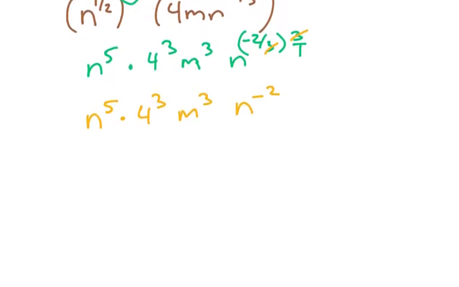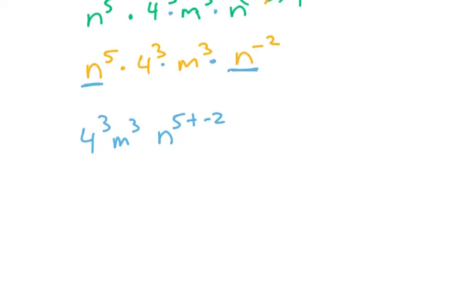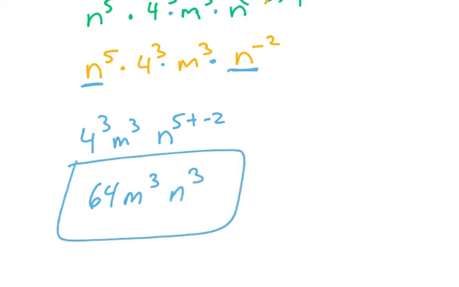So now we'll organize it. So we have 4 to the 3rd, m cubed, n to the 5 plus negative 2. And the question in your head should be, well, maybe one of the questions that emerges, well, why is it 5 plus negative 2? Well, because we said when we multiply, we add the exponents, and all of these are being multiplied, right? I'm not writing the multiplication symbol, but they're all being multiplied together. So this is going to leave me with 4 to the third, which is 4 times 4, which is 16. 16 times 4 is 64. m cubed, n cubed. And there's an answer.